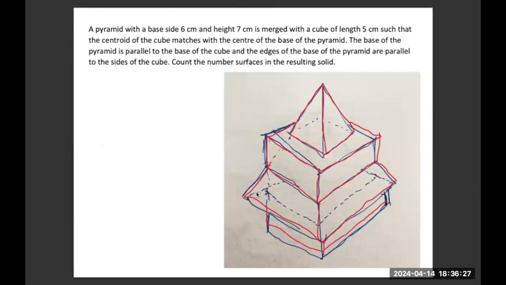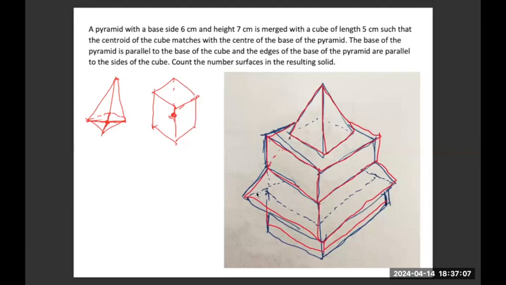A pyramid with base 6 centimeters and height 7 centimeters is merged with a cube of height 5 centimeters such that the centroid of the cube and the center of the base of the pyramid match. The centroid of the cube and the center of the base of the pyramid match each other. What it means is that the base of the pyramid, and the centroid of the cube, which is somewhere bang in the middle point of the cube, have to merge with each other.